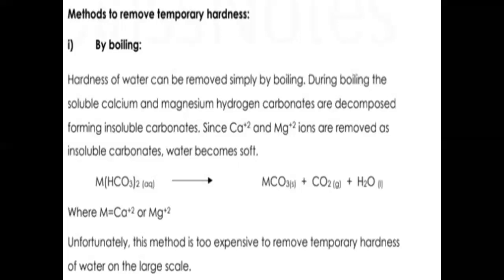You can see the hydrogen carbonates of calcium or magnesium, after boiling, are converted into carbonates, carbon dioxide and water. Carbonates are insoluble in water because they are in solid form, carbon dioxide is a gas, and water is a liquid. Here M is equal to calcium or magnesium. Unfortunately, this method is too expensive to remove temporary hardness of water on a large scale, because a large amount of fuel is required, which makes the process expensive.